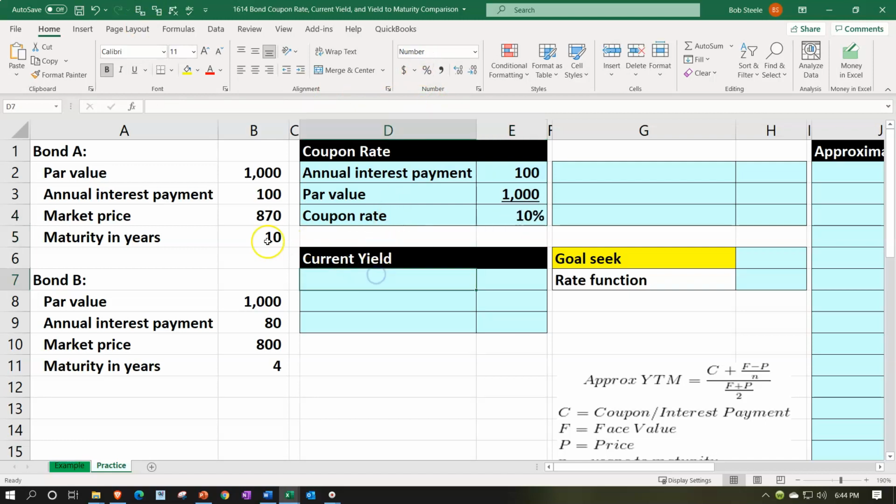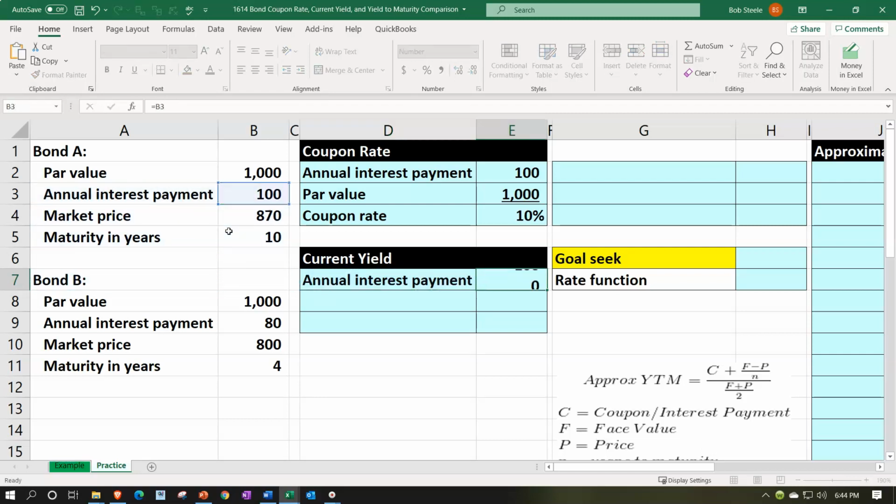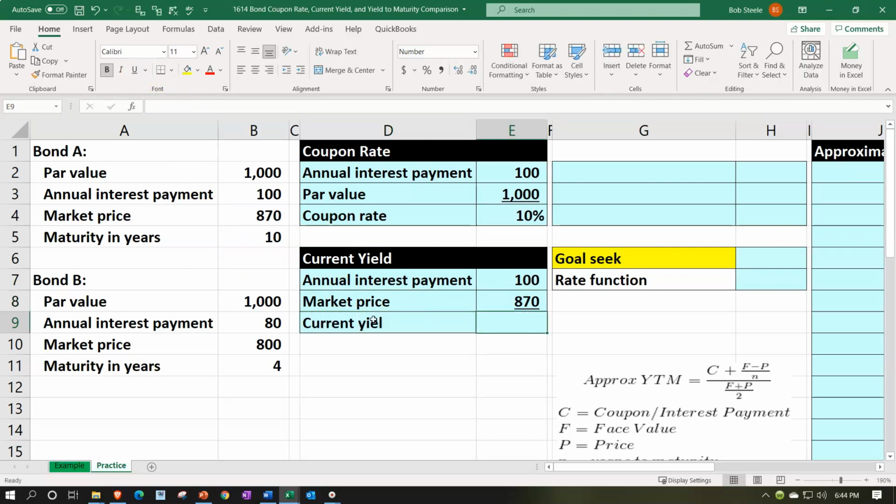Let's calculate our current yield, the more basic type of calculation, looking at the bond A calculation. This is going to be equal to the annual interest payment, which is going to be the $100. That's basically our return that we would expect to have on a year, compared to the market price, which we're saying is what we would expect to buy it for, $870. And we're going to go to the font group, underline that. That's the current yield, equal to 100 divided by 870.